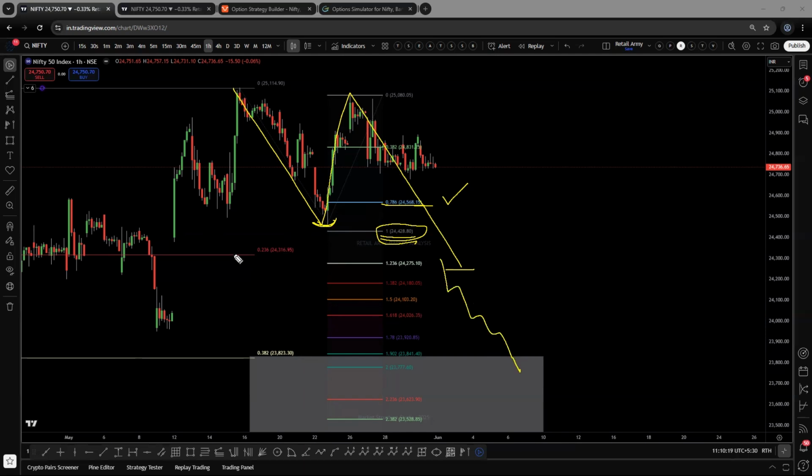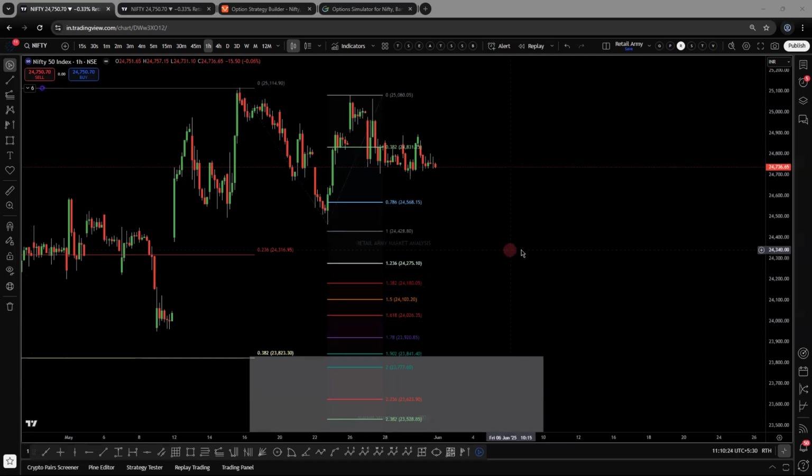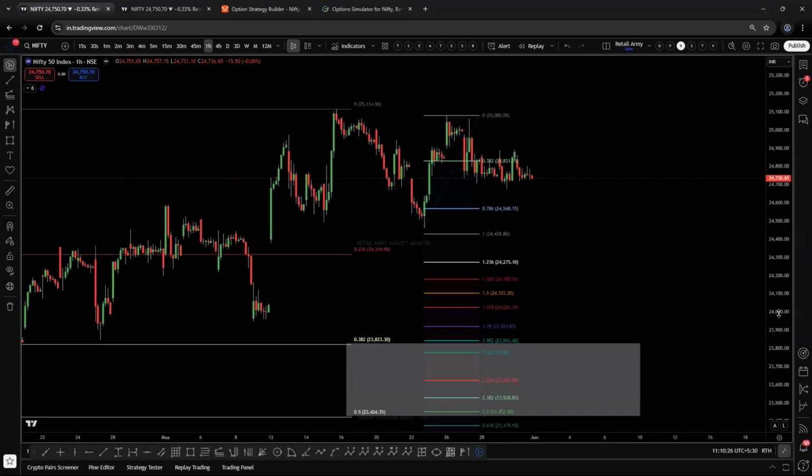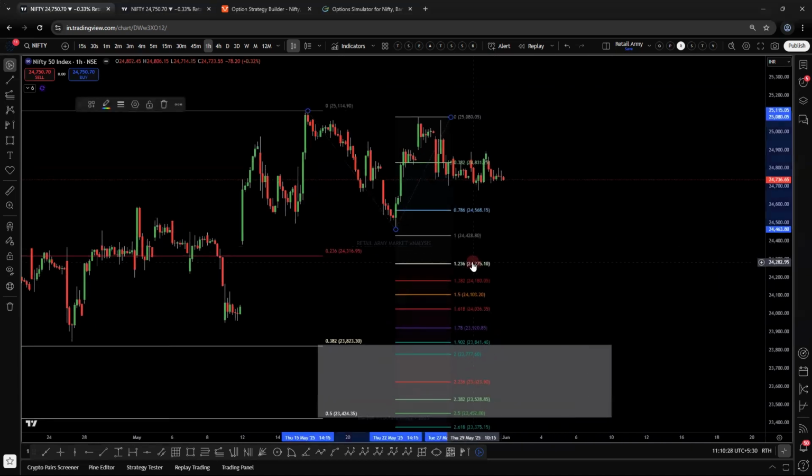So how do we plan now? How do we plan for a setup? I'll tell you that. We'll discuss that in the strategy. But first, try to understand this is one of the possibilities.